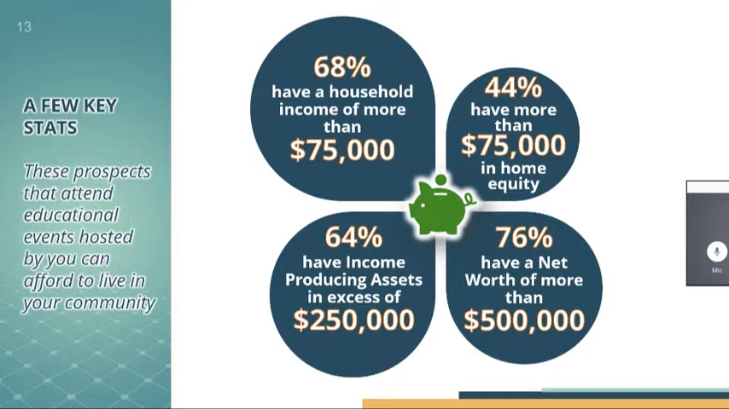64% have income producing assets, or known as IPA, in excess of $250,000. And keep in mind that IPA does not include the home asset, since that's not generating income for them. So these people in this bucket that have $250,000 in IPA also have their home asset. And as we know in our industry, oftentimes people sell their home to cover the cost.